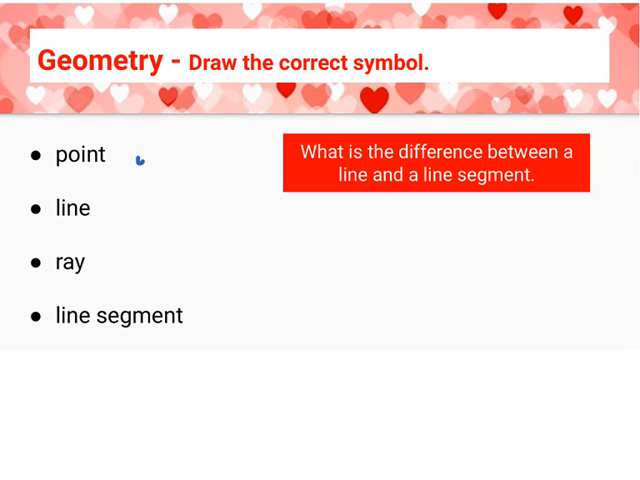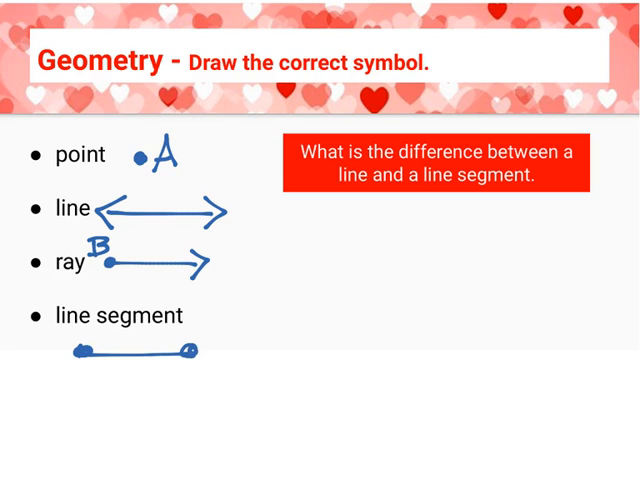Okay, what's a point? Well, a point is an exact location, and remember we always label it with a letter. A line goes on in both directions forever and ever and does not stop. A ray has a definite starting point, and it goes on forever in the opposite direction. And a line segment has a definite starting point and an ending point.